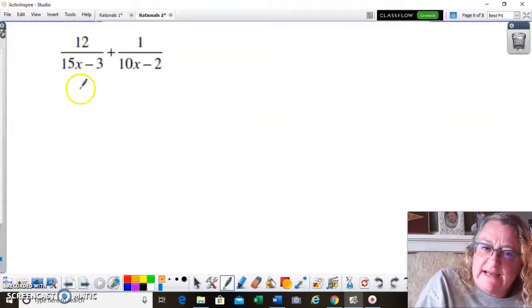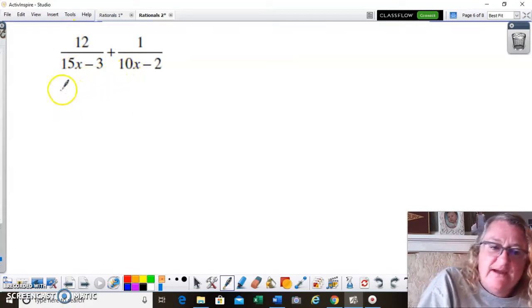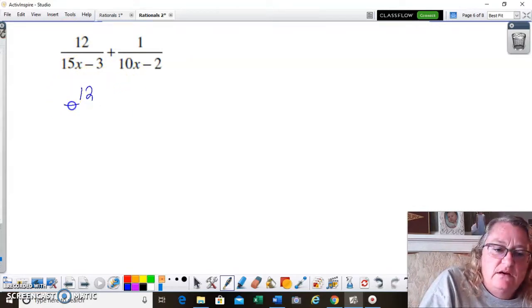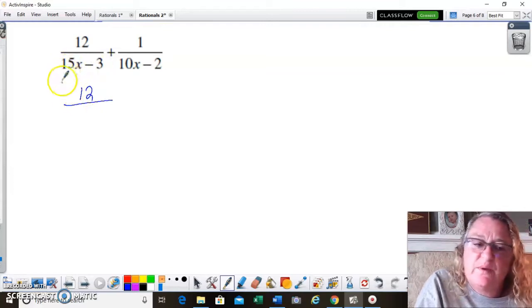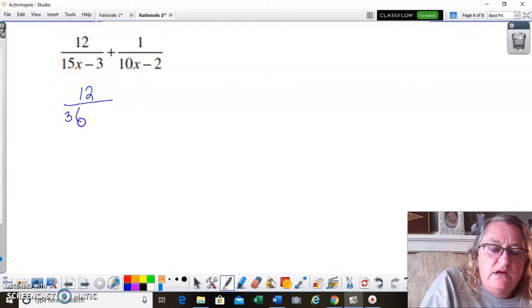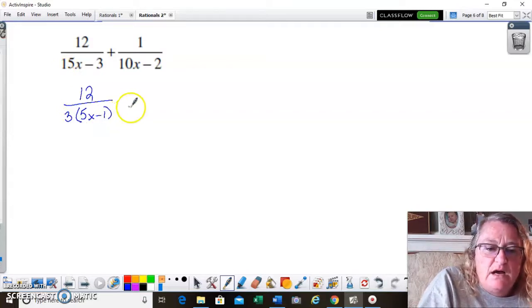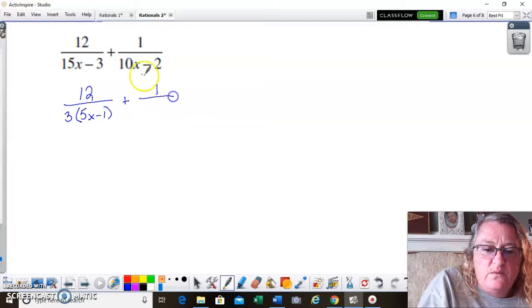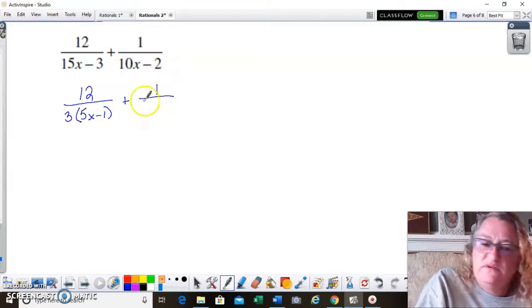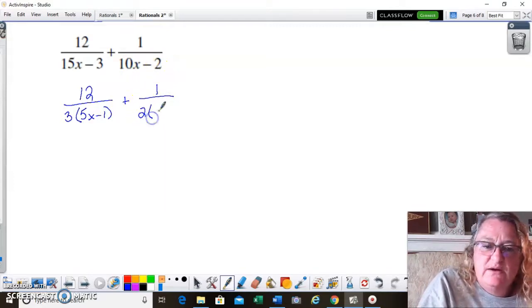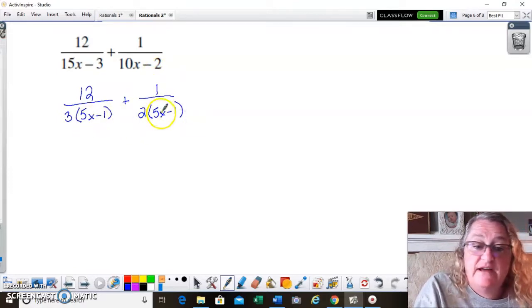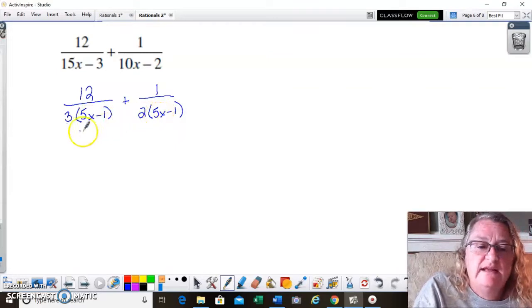Well, we're going to go ahead and check that again and see if there are things that we can factor out. So we have a 12 here. And we have 15 and 3, they're both divisible by 3. So let's pull that 3 out, and that becomes 5x minus 1. And then over here, we have a 10 and a 2, and they're both divisible by 2. So let's pull that 2 out, so that becomes 5x minus 1. And sure enough, I find that I have a 5x minus 1 already in there.